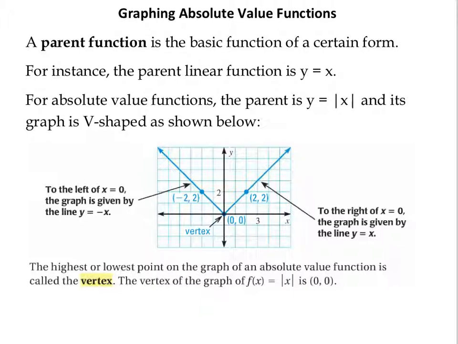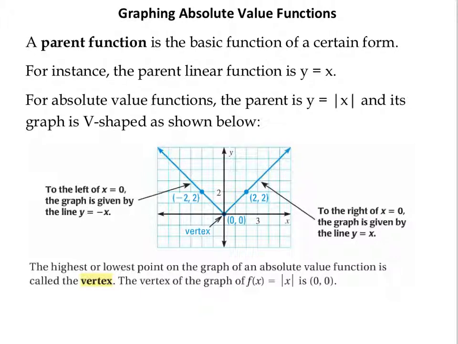Then if we change that m and the b, we know that changes the graph some way, just like parents can be changed and look like their relative graphs. Okay? So for absolute value functions, the parent is going to be y equals absolute value of x. And it's a V-shaped graph. You can see an example of one drawn here.